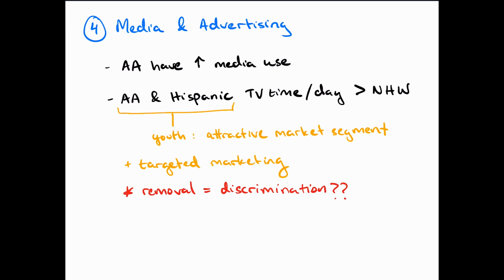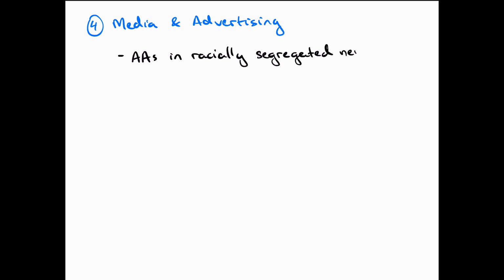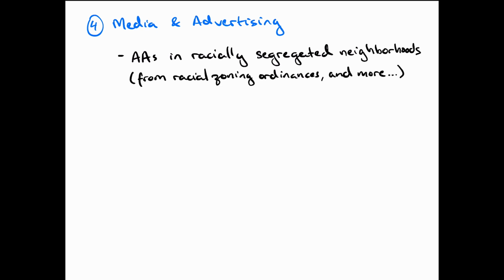Finally, given that African American children and teens watch more hours of television than their non-Hispanic white counterparts, overall, the African American children see more food ads per day than their white counterparts, which can play a huge role in their health outcomes. As African Americans are more likely to live in racially segregated neighborhoods, from a history of racial zoning ordinances and much, much more, this can lead to geographic targeting.